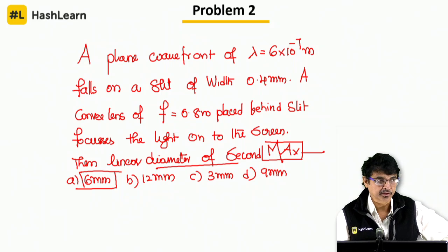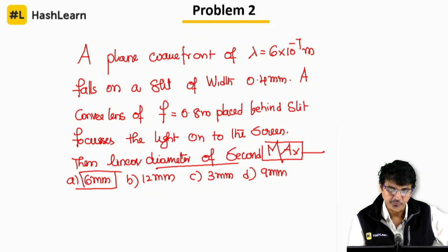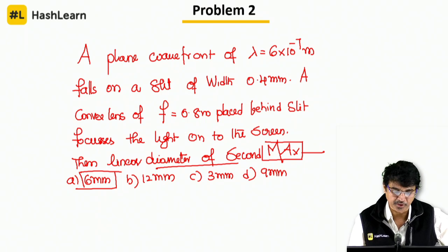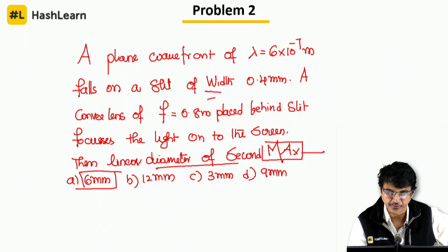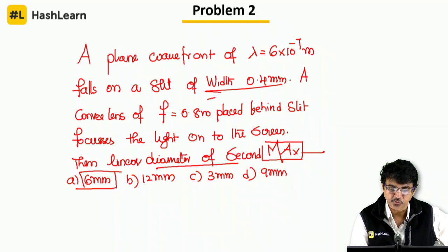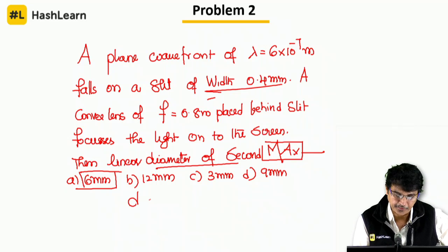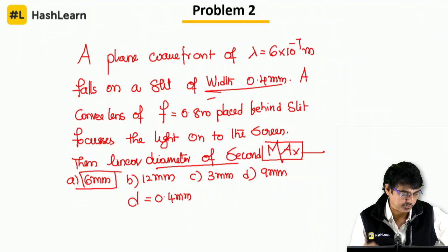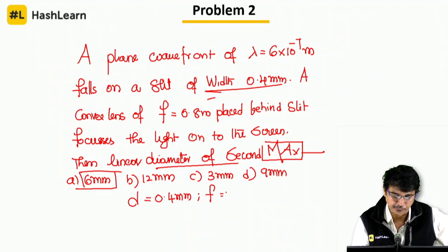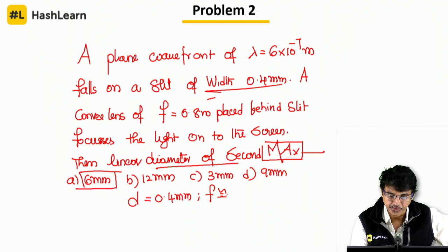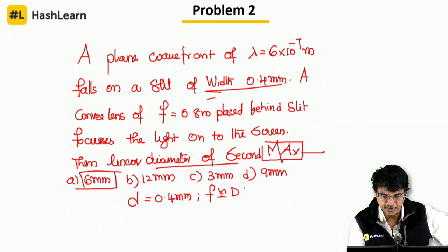Now let us see the solution behind this. They mentioned lambda. It is very clear. They mentioned slit width. In my notes, I give the slit width as d. d is equal to 0.4 mm. That was given. And I have given another formula in terms of the focal length. Focal length is nearly equal to capital D.